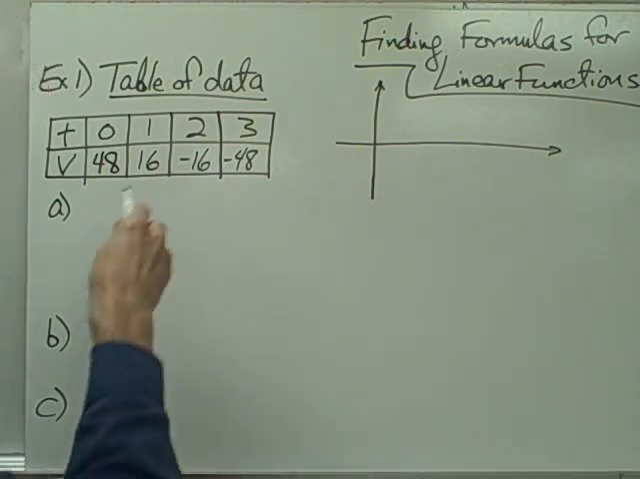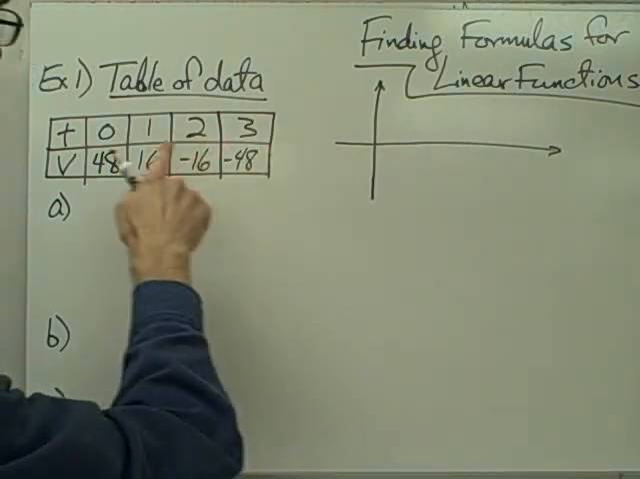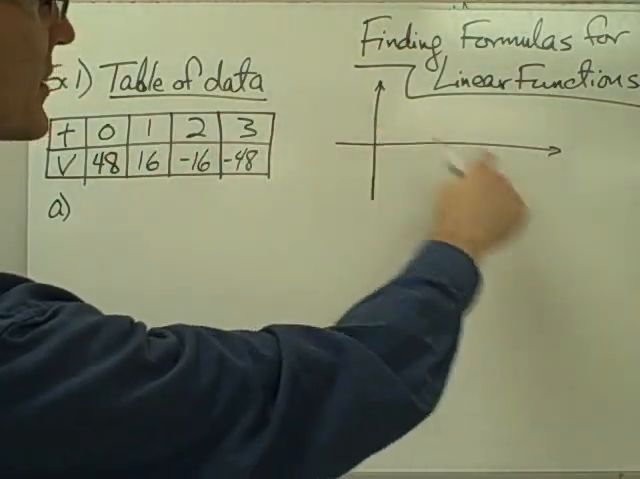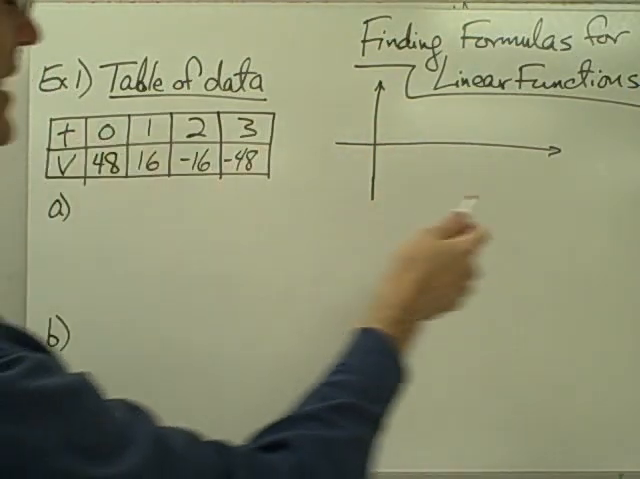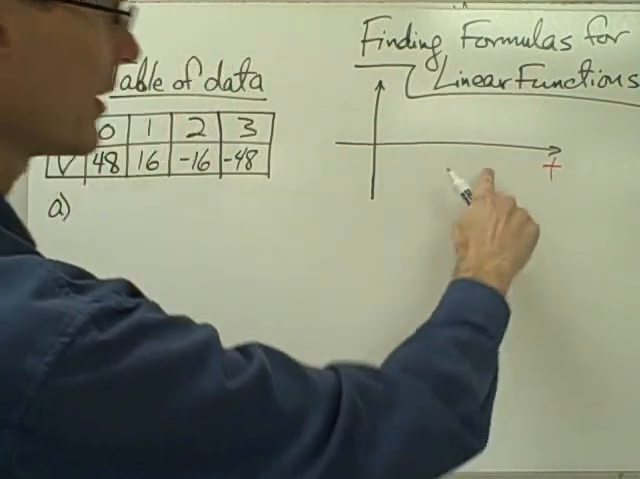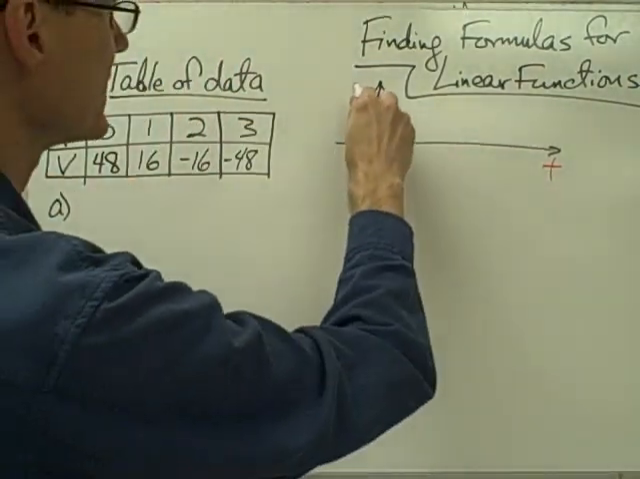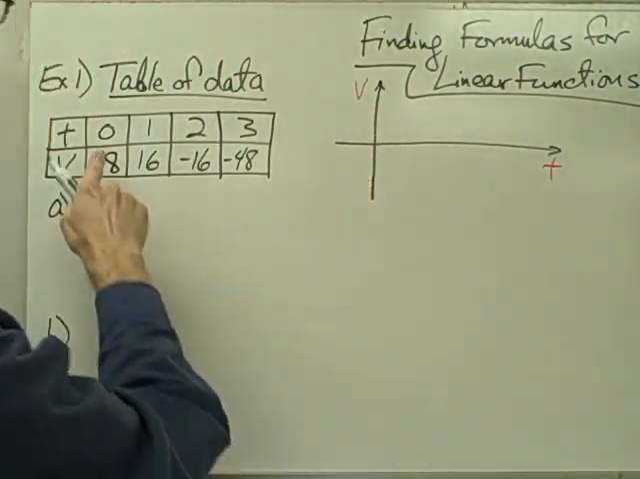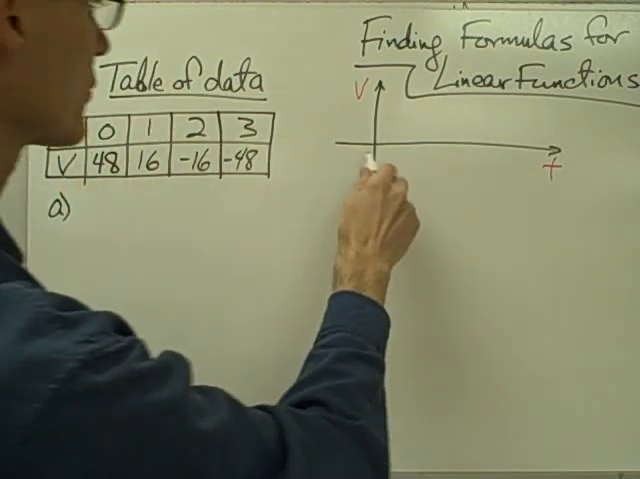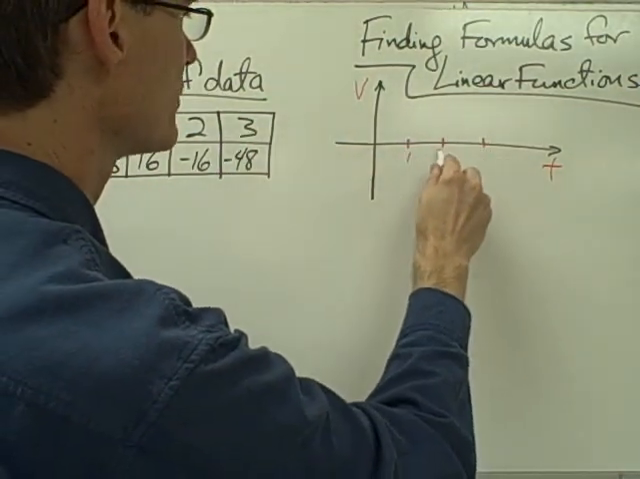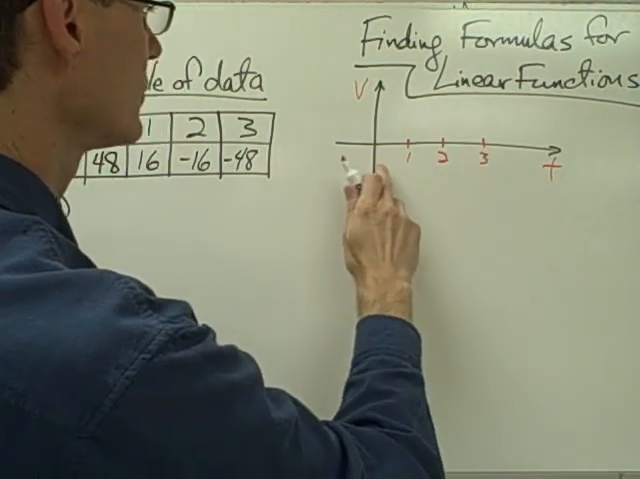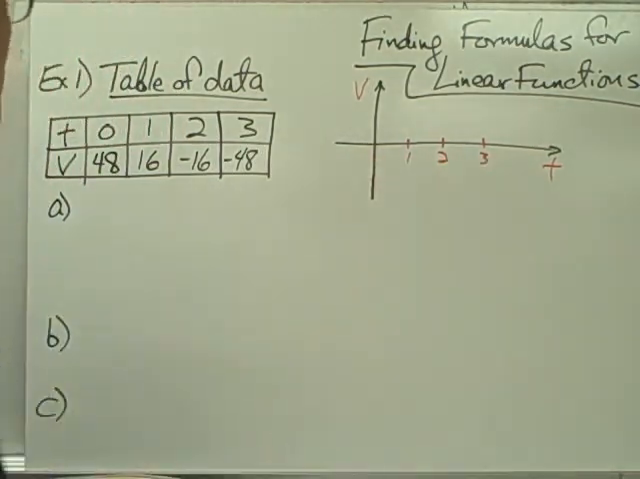So the first thing I recognize, actually before I do that, let me go ahead and sketch what a graph of this function is going to look like. And I notice that if t is my independent variable, that's time, and v is my dependent variable, the velocity, and I've got 0, 1, 2, and 3, those are my time values, 0 seconds, 1, 2, and 3 seconds.